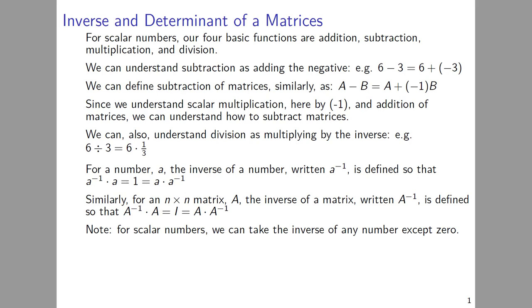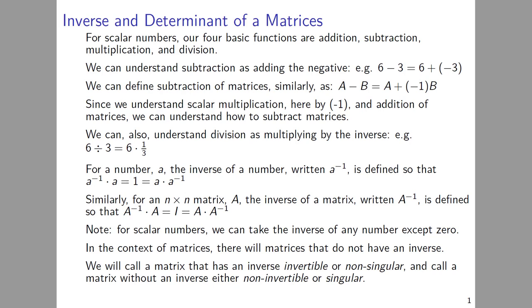Recall that for scalar numbers, we can take the inverse of any number except 0. In the context of matrices, there will be many matrices that do not have an inverse. We will call a matrix that does have an inverse invertible or non-singular, and call a matrix without an inverse either non-invertible or singular. We will use these two pairs of terms interchangeably.